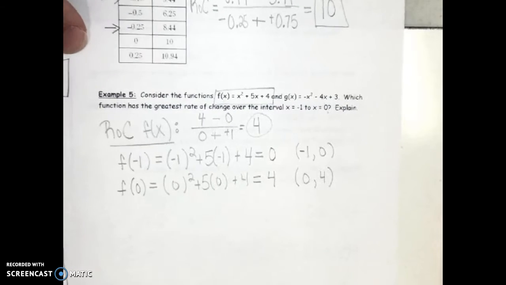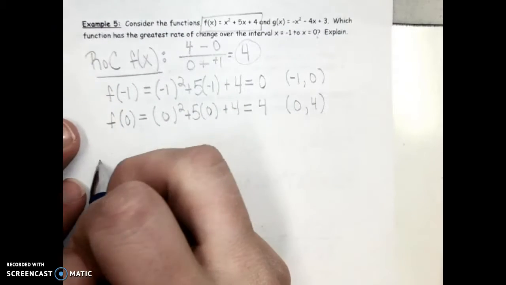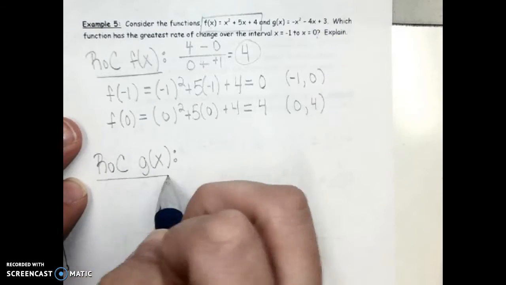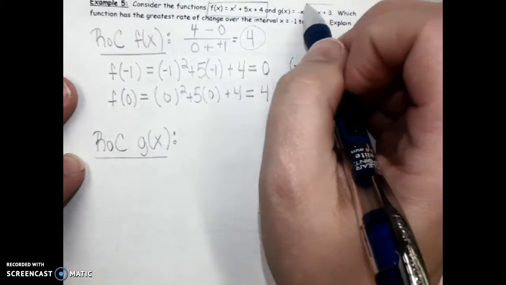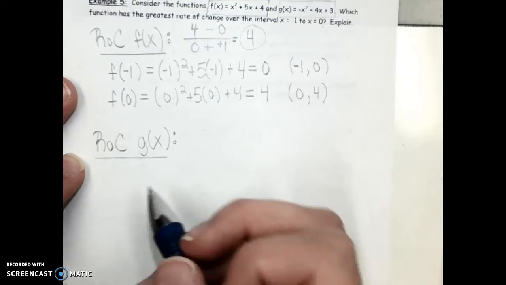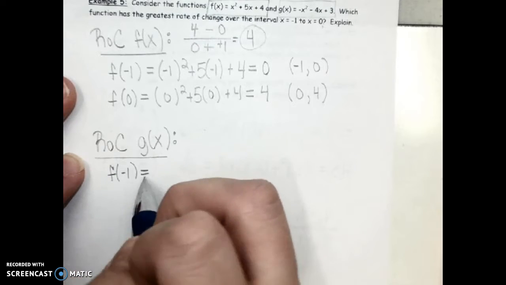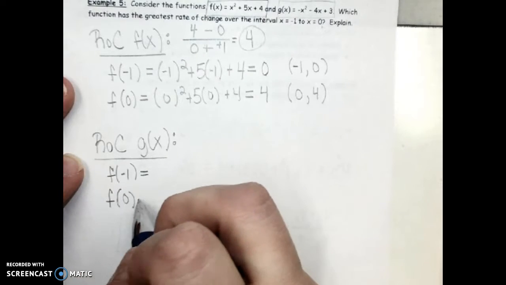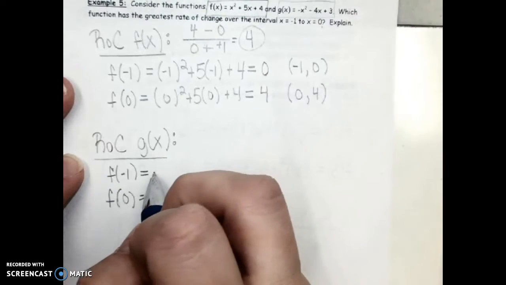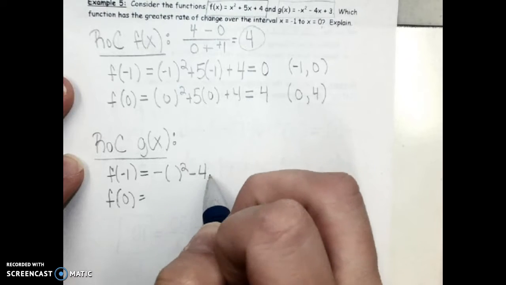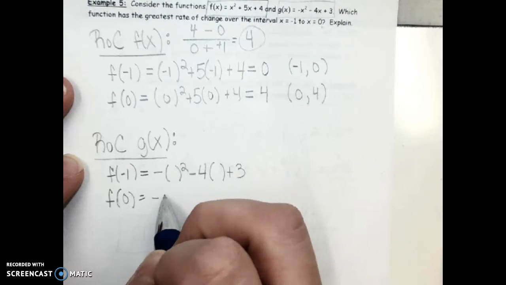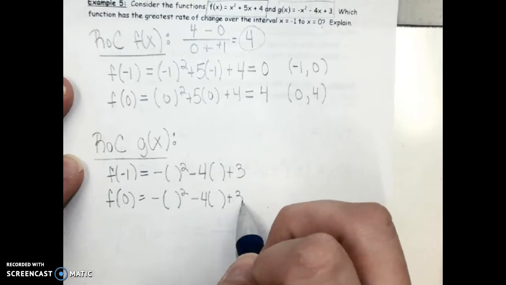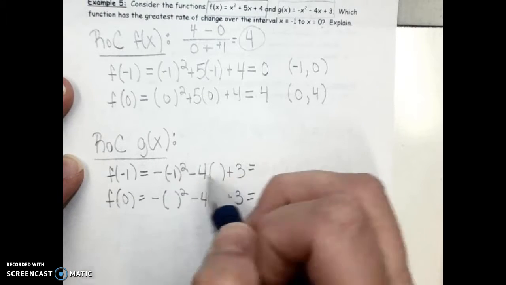Now, we need to find the rate of change for g of x. G of x is a totally different function. Here's g of x. So g of -1, because I need the interval of -1 to 0. So I plug into g of x, -x squared minus 4x plus 3. You say, oh my goodness, Miss Lesher, that's a different formula. Yeah, because it's a different function. This is g. Okay, so I'm plugging in -1, -1, 0, 0.